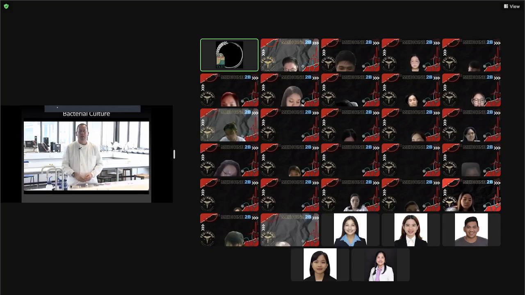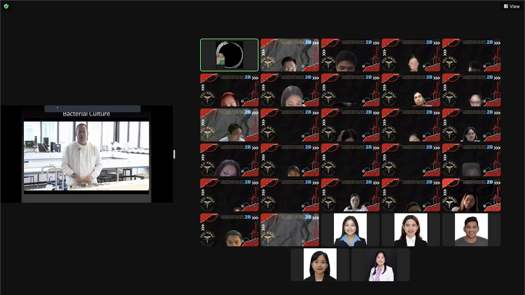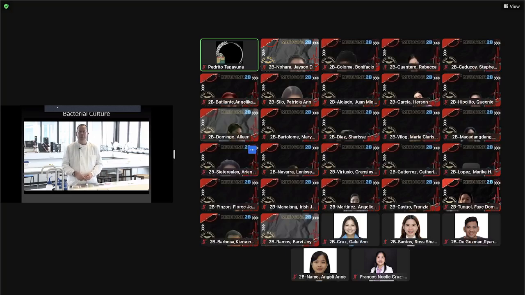However, MacConkey has another feature. It's not only selective, it is differential, which means it can be used to differentiate between similar bacteria which have different metabolic properties. And in this case, it will differentiate between bacterial species who ferment the sugar lactose with those which do not. And so, MacConkey is known as a selective differential medium.